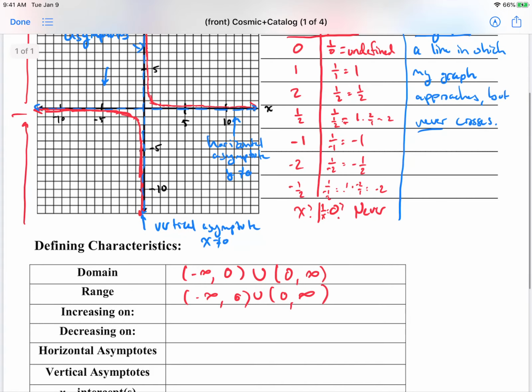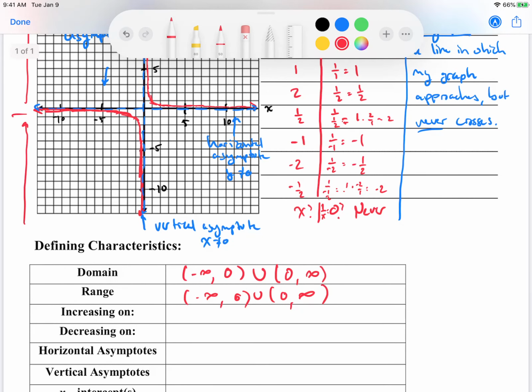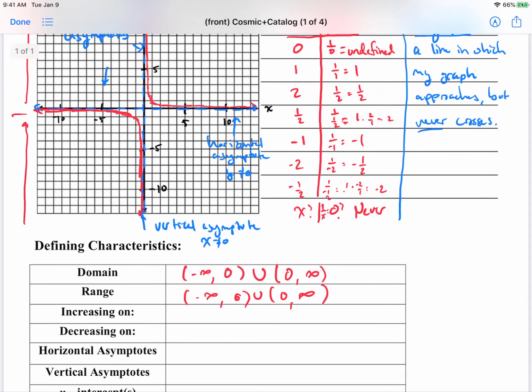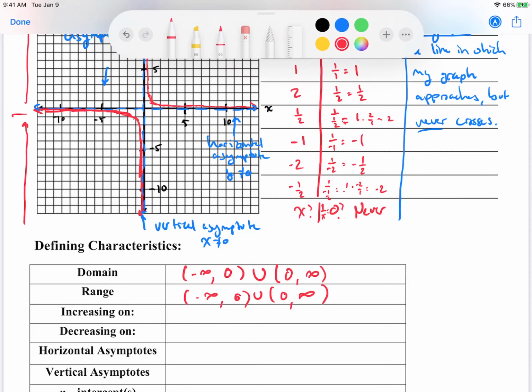Increasing on, decreasing on. Well, you know what the interesting thing about this is? We're going to move from left to right, and now we're going to have both. Well, not really. If you think about it, my function's essentially increasing. Here, let me use a little ruler here.